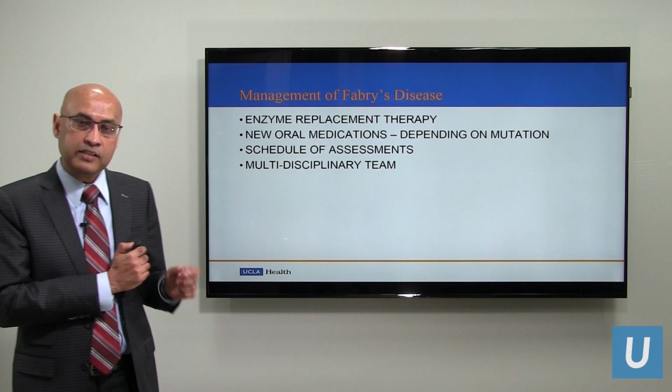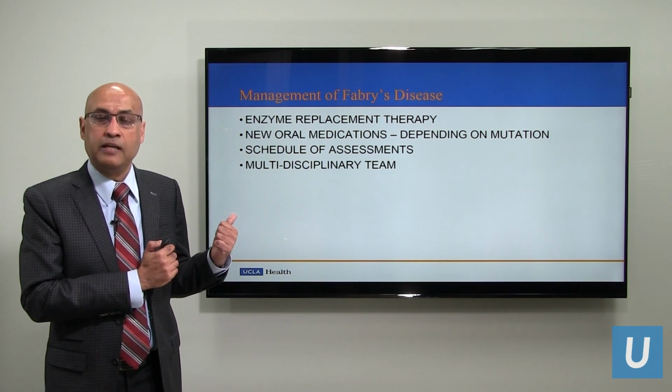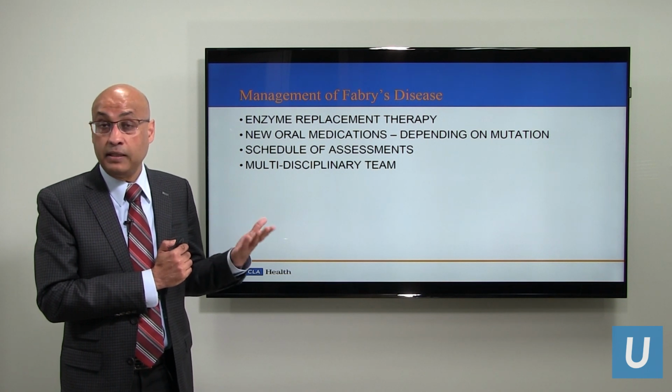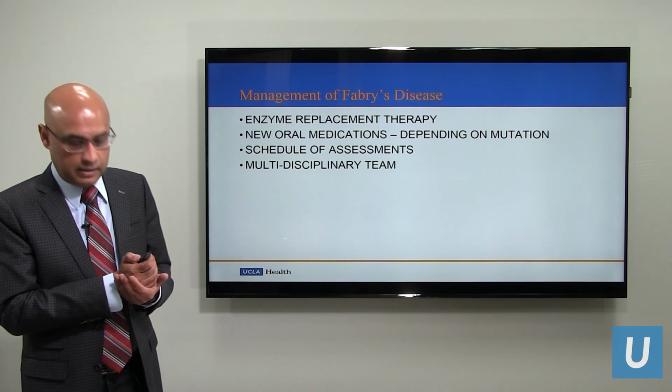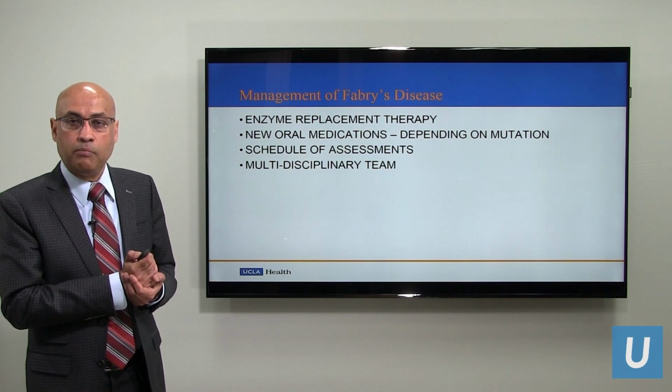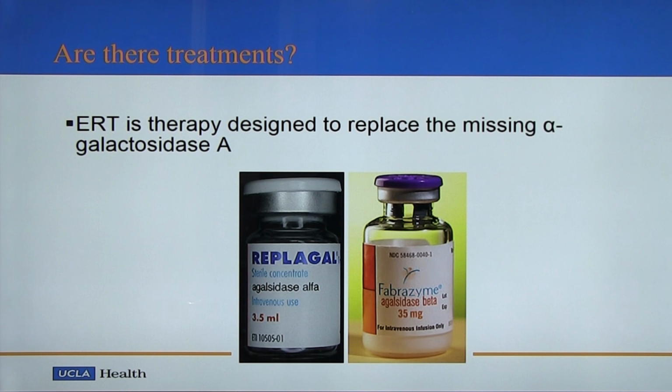So if you have a specific kind of mutation, you should ask your healthcare provider whether you would be eligible for this medication. And then, like I said, regular meetings with your multidisciplinary team are very important. This is the enzyme that I spoke about. The one that's available in the US is Fabrazyme.